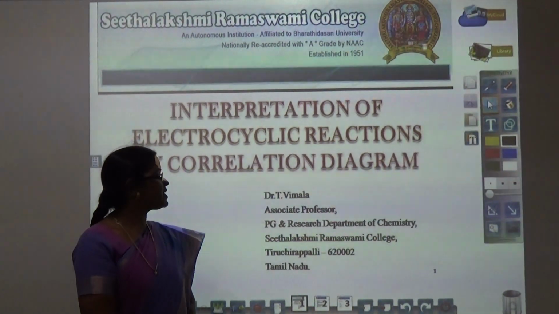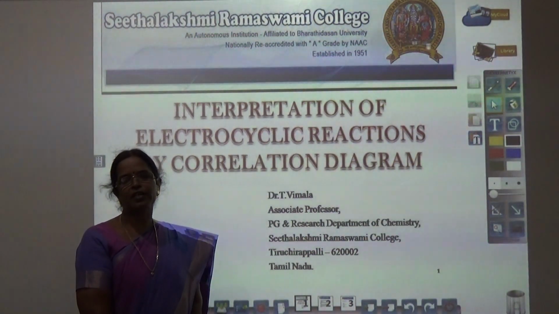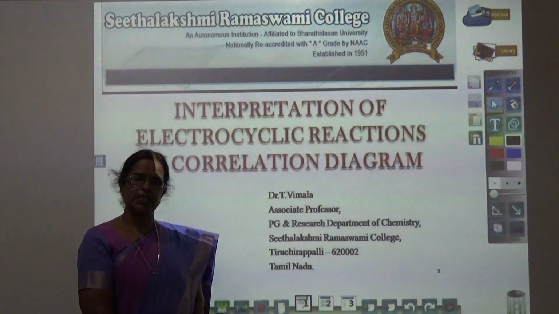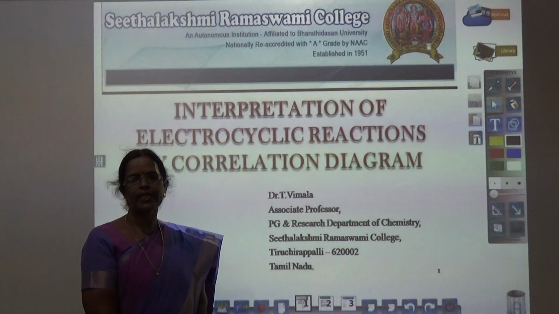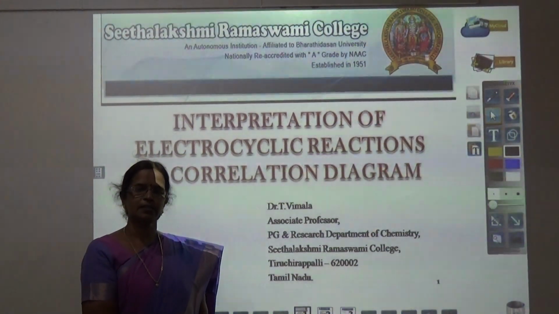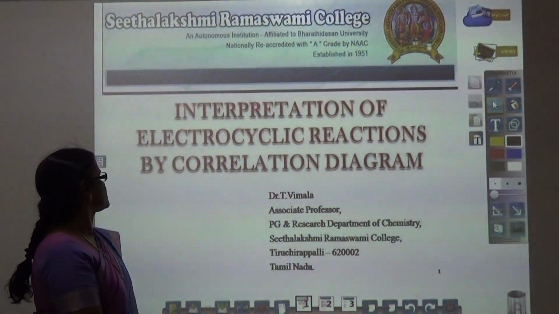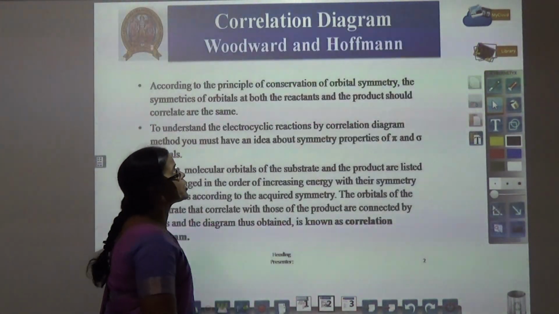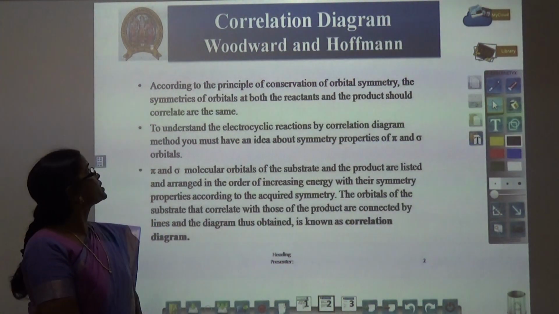Hi, in the previous section, we discussed the interpretation of electrocyclic reactions by the frontier molecular orbital method. In another method also, we can interpret the electrocyclic reaction, which is called the correlation diagram method. The correlation diagram method is a concept introduced by Woodward and Hoffman.